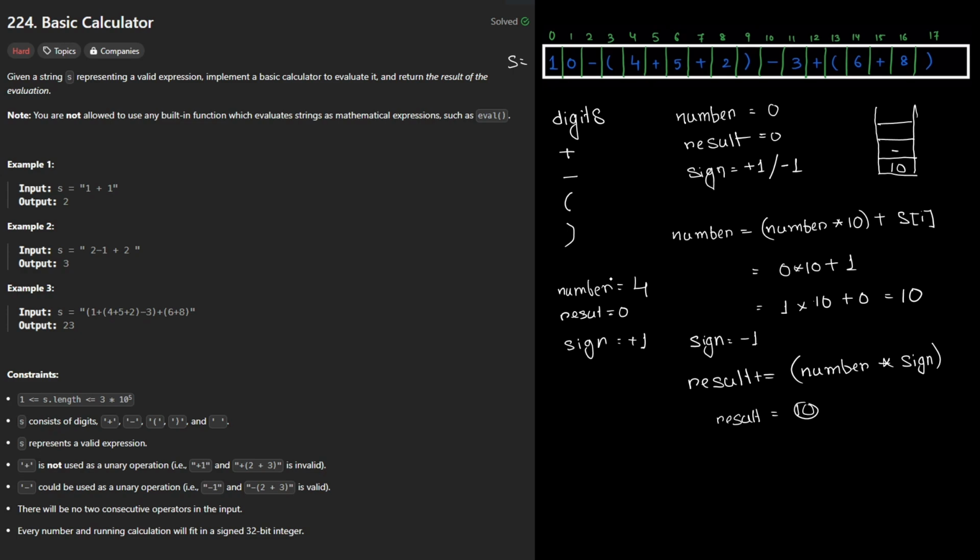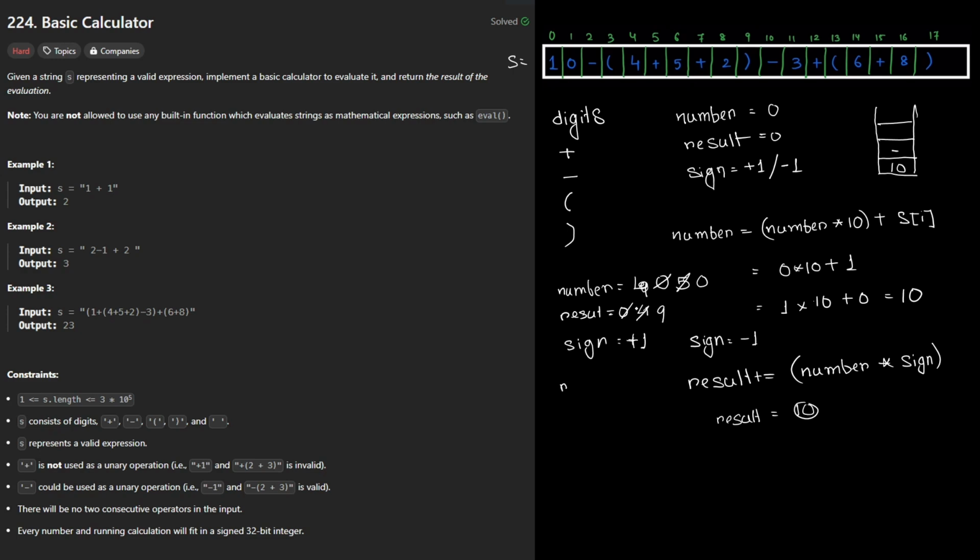Once we're getting the positive sign, before that, we are going to use this function: result plus number into sign, because our sign was previously positive. So our result is going to be 4 and our number is going to be 0, and then we got another positive sign, so we are changing our sign, in case it was negative, to positive. Then we are getting 5. 5 is also a number, so we are going to add it to our number value. Once we have added that, we get another positive sign, so again number would become 0 and the result is going to be 9.